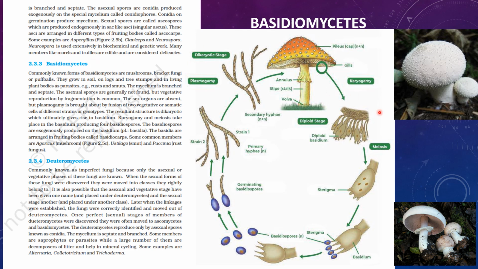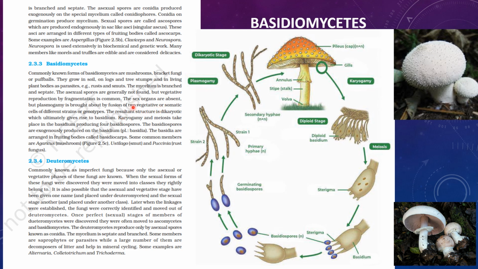Now the basidiomycetes. Basidiomycetes is very important. All the fungi which are like mushrooms belong to the basidiomycetes. So these are mushrooms, bracket fungi or puffballs. They grow in soil or logs, on tree trunks, and in living plant bodies as parasites. Rusts and smuts come under the basidiomycetes. Mushrooms come under the basidiomycetes. Puffballs come under the basidiomycetes.